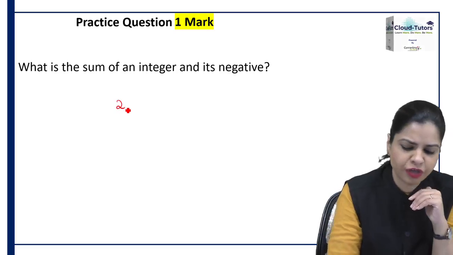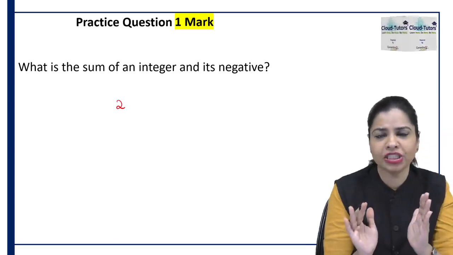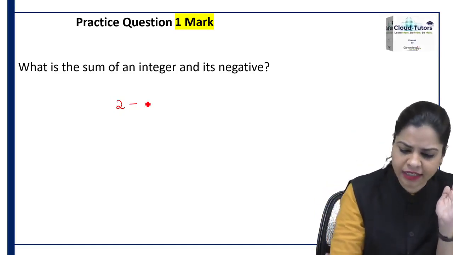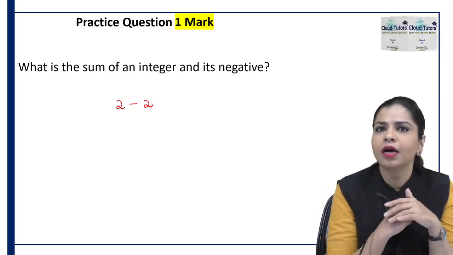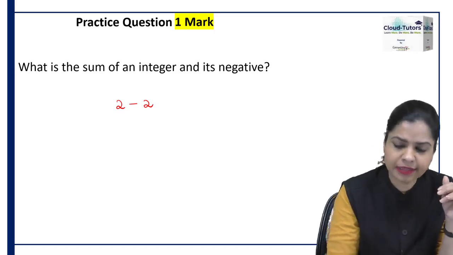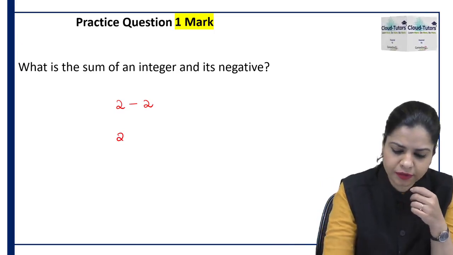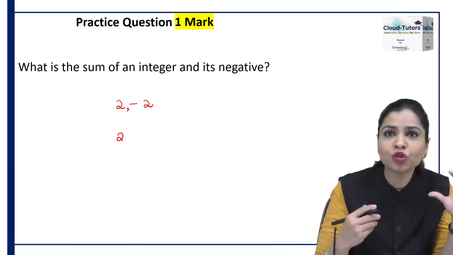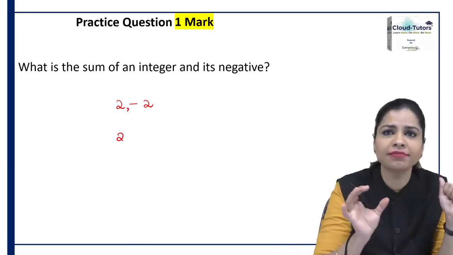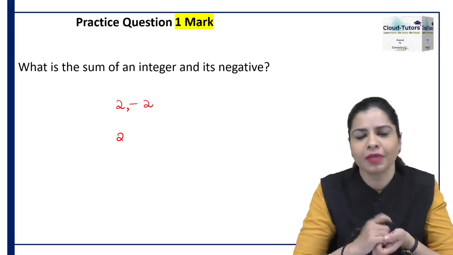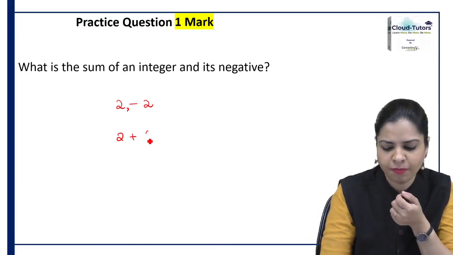So as I said, 2 is my integer and its negative would be negative 2. Sum of it means I have to add them up. So 2 is a number. I've taken a negative number, that is minus 2. I need to add them up. So what happens? 2 plus minus 2.